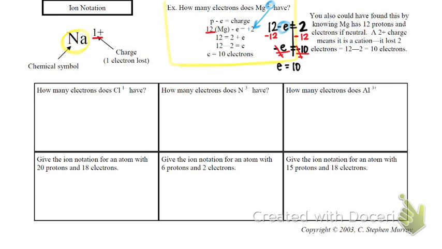It says you also could have found this by knowing magnesium has 12 protons and 12 electrons if neutral. So a positive 2 charge would mean it lost 2 electrons. I don't really care how you find it, but both of those work. All right, and then we got a few questions down here.